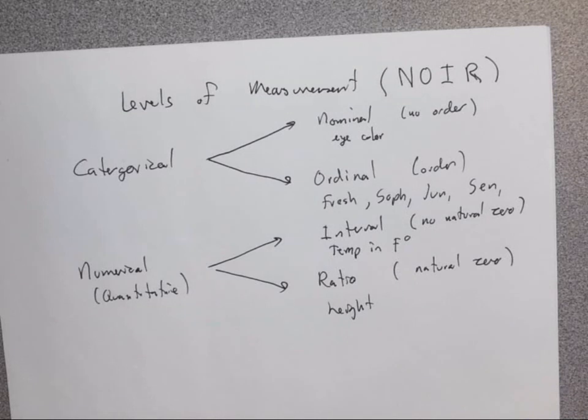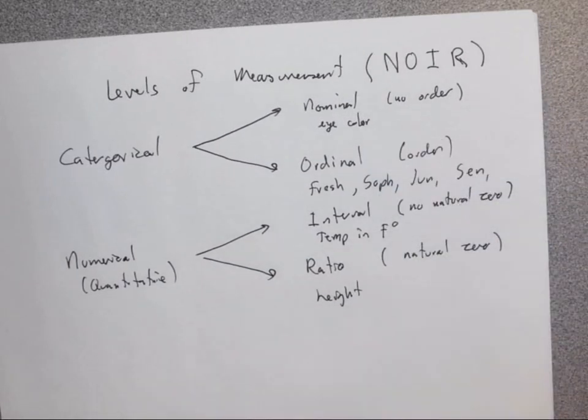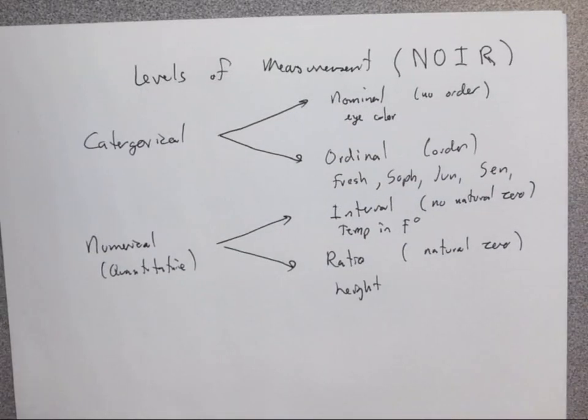Now, that's why we say levels of measurement, because as you move through the scheme, each one of these different levels of data is stronger and stronger and stronger. And that's one point.